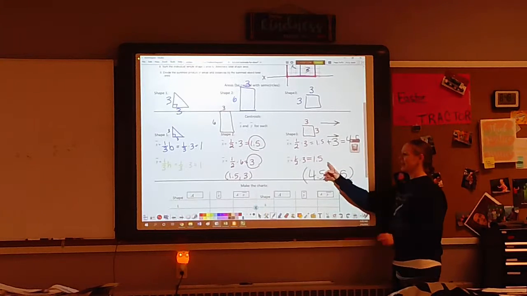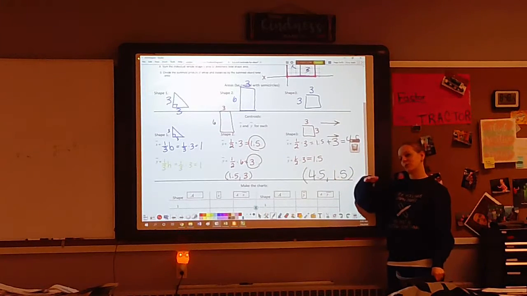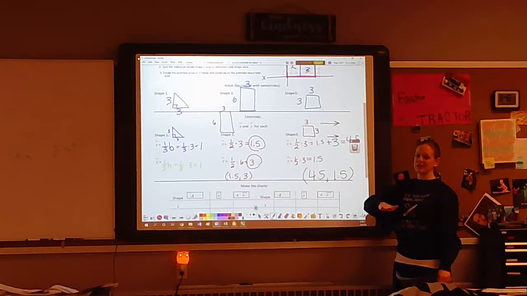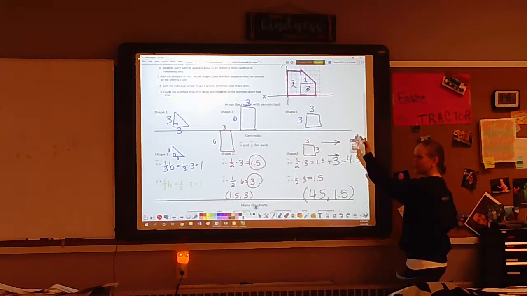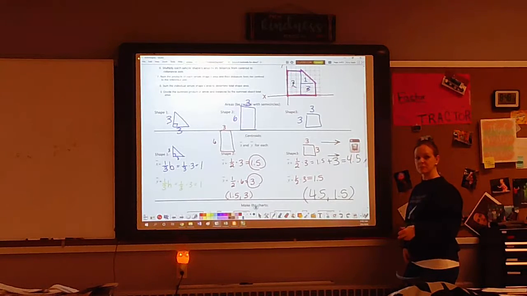So I should have added 3 to your y's because your square wasn't up here. Your square was down at 0. So only add 3 to your x. And then when you plot that new point, ta-da, it's in the middle of your square.